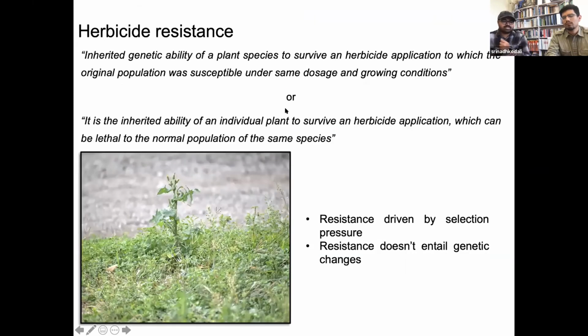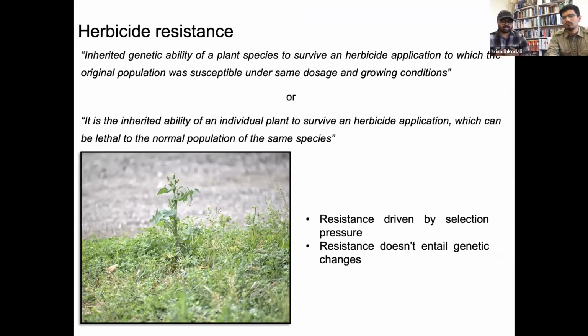So herbicide resistance. Herbicide resistance is the inherent genetic ability of a plant species to survive a herbicide application to which the original population is susceptible under the same dosage and growing conditions. So the other definition is also pretty much the same thing.